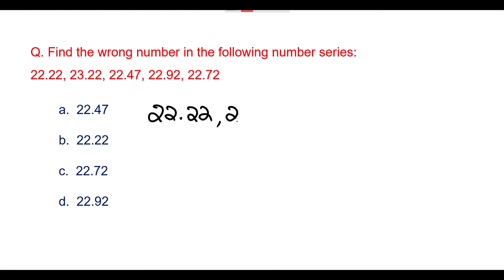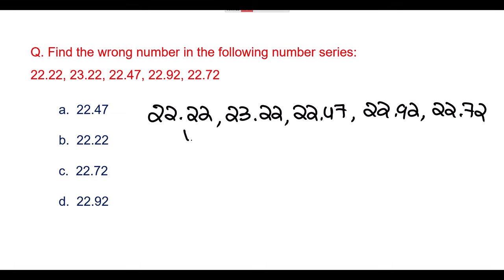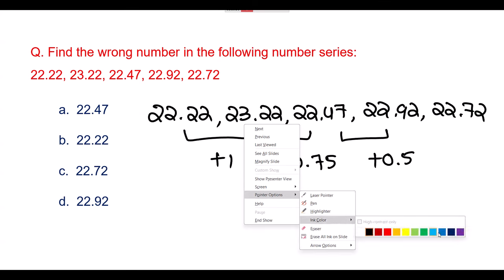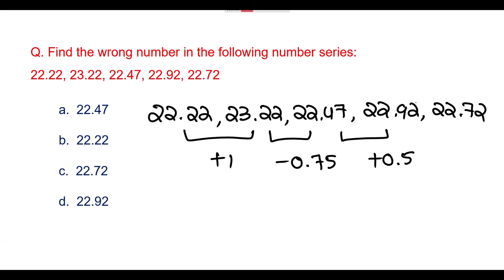You see the logic: 22.22 to 23.22, then up to 22.47, then 22.92, then 22.72. From here to here it's plus 1. From here to here it's minus 0.75. From here to here it should be plus 0.5, which means it should be 22.97. If it is 22.97, then minus 0.25 will give this. Plus 1, minus 0.75, plus 0.5, minus 0.25.